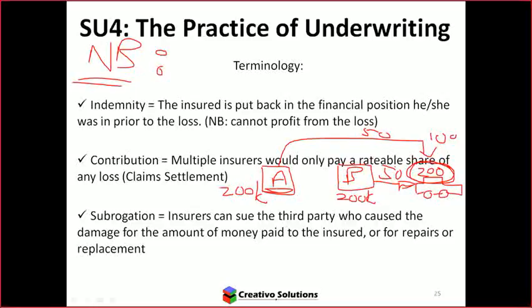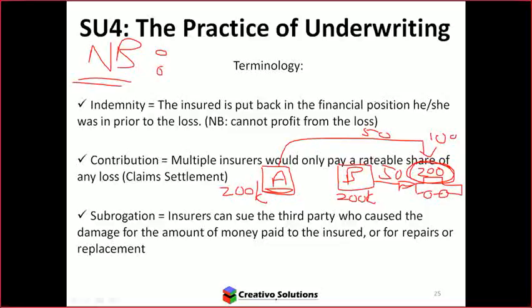The policies will never both pay out the full amount separately. They'll each pay a portion of it, but never the full amount for each, and only up to the damages. That's what contribution is. Just think about the word contribution: they're contributing to the loss, but based on a ratable share of the actual amount.